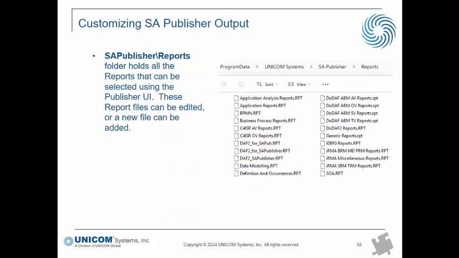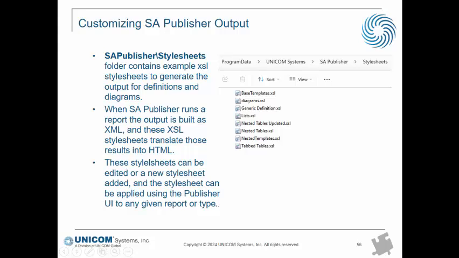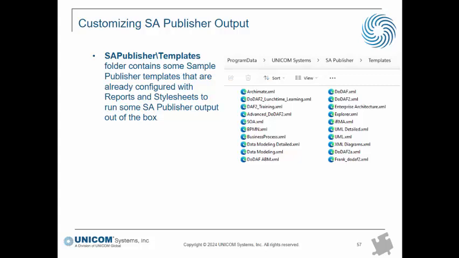And then, of course, there's the reports folder that we've looked at, which contains all of the reports made for SA Publisher. Then there's the style sheets folder, which we've used some of these already. These are the style sheets that you're using for definitions and diagrams and symbols. And you can edit these, and also you can add your own. And then there is the templates folder, which contains a number of XML templates, which include reports chosen and style sheets for different frameworks. So we created our own template in this example.